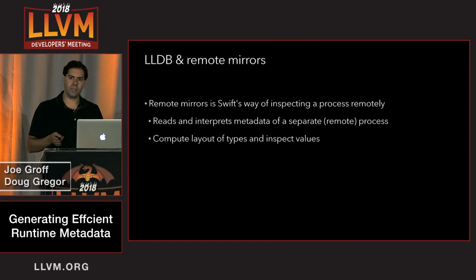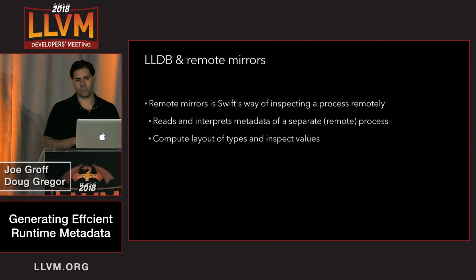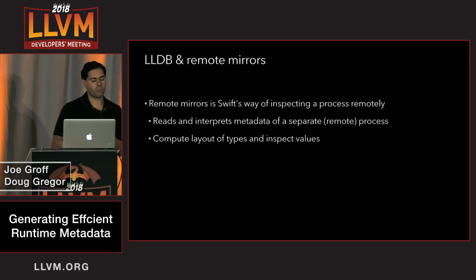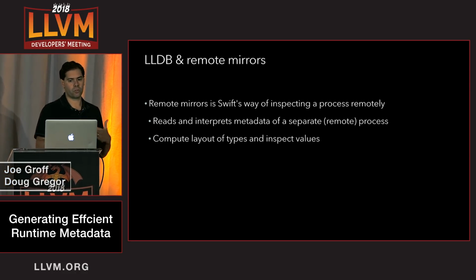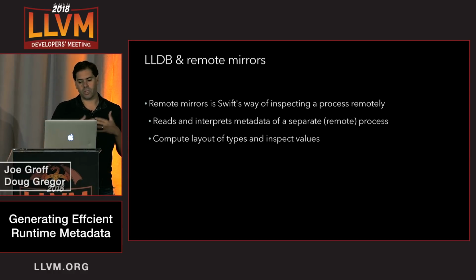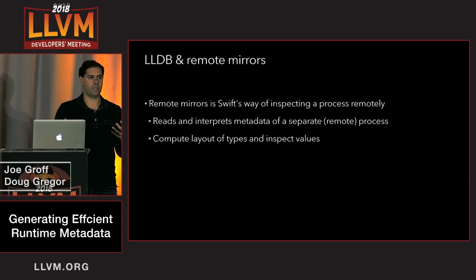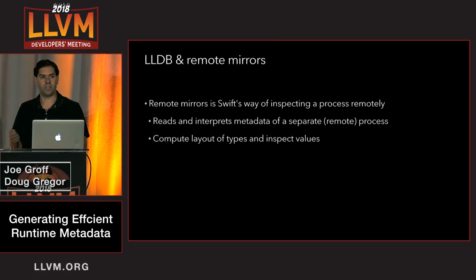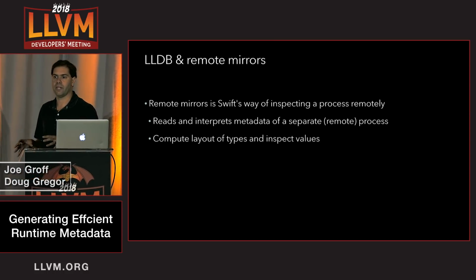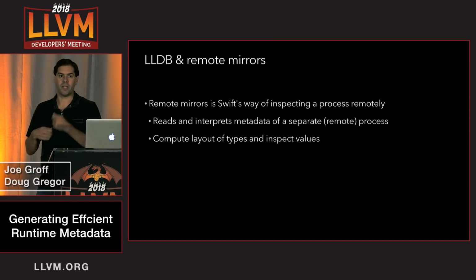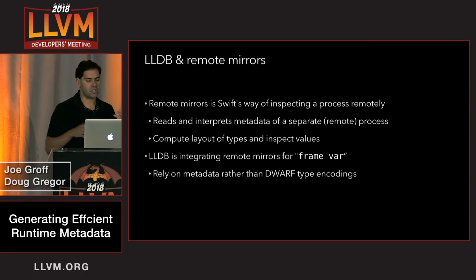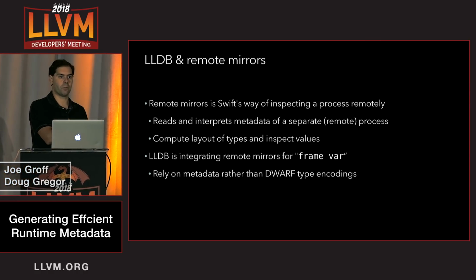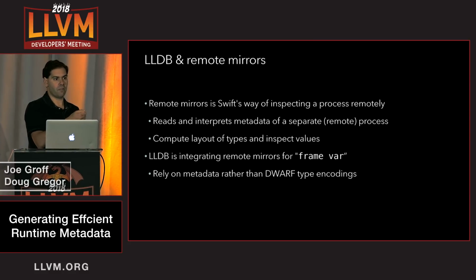So I'm just going to talk about one of these tools that we've built in the Swift world, and that is the remote mirrors library. So remote mirrors is about inspecting a process remotely, so from at least another address space, maybe on a different device. And it can read and interpret the metadata from that process to learn things about it. For example, it can compute the layout of the types that are used in that process just from that metadata, and use that to go inspect the values that are in that process. This is fantastic for a debugger, which wants to look at another process and figure out what's there without ever running any code in the process.